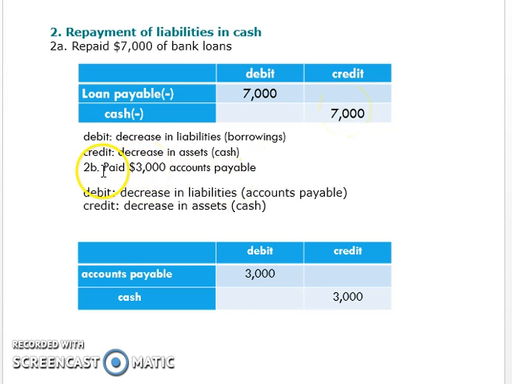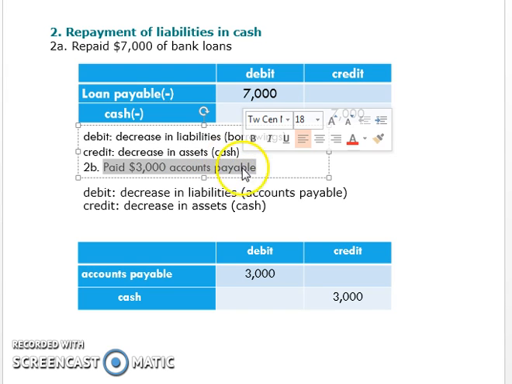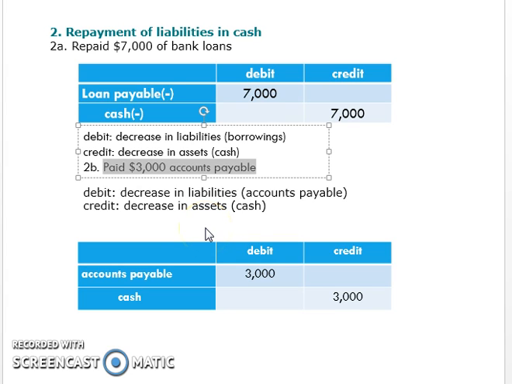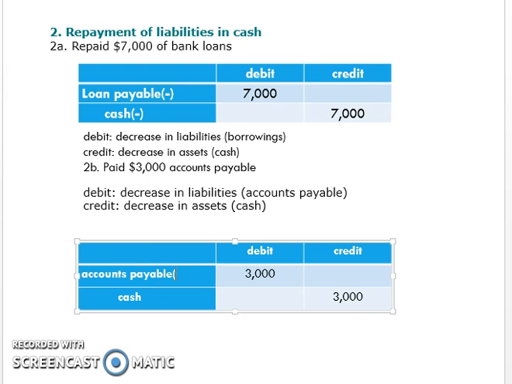And another transaction, paid $3,000 accounts payable. Also in this case, our liability decreases by paying cash, so whenever liability decreases we need to write on the debit side, and also our cash balance decreases, which is our asset, and whenever an asset decreases we need to write on the credit side.